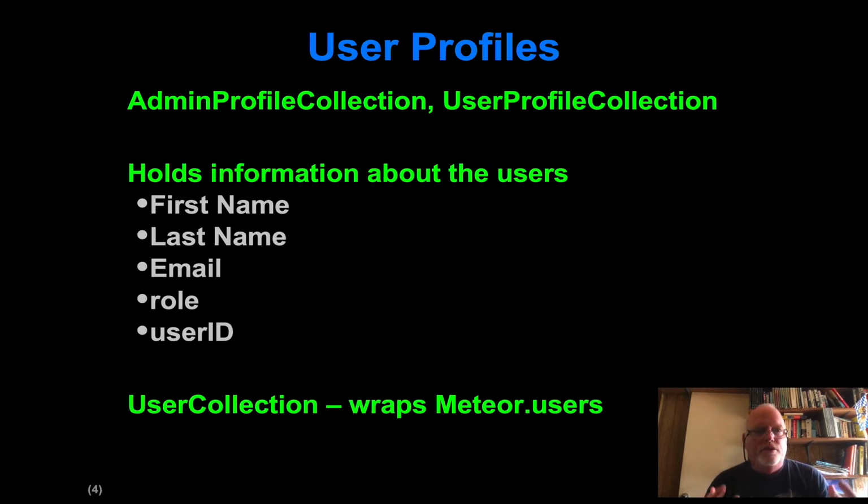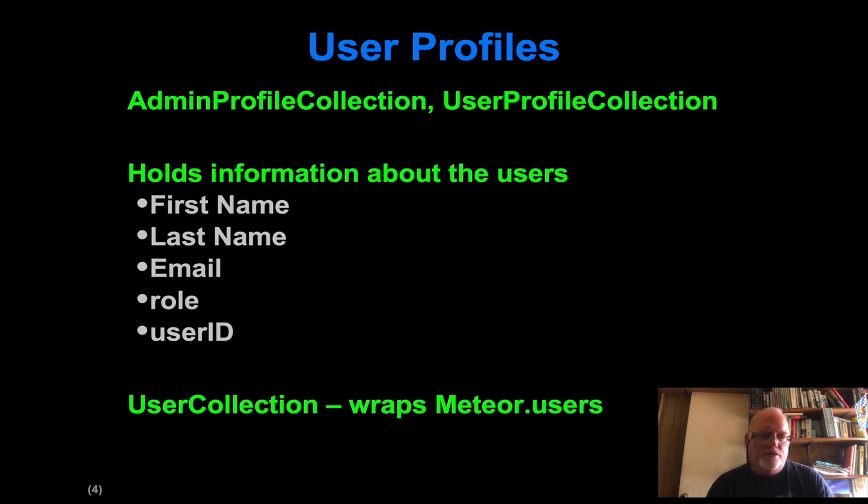I also added user profiles to the Meteor Application Template MATRP. This allows us to hang additional information about the users in the system, and we're not using the Meteor user collection. We've actually got two collections, an admin profile collection and a user profile collection. Right now, they're basically identical. They have a first name, last name, email, the role, and then the user ID is how we tie the profile back to the Meteor user. So we can say, oh, I have the Meteor user ID for the logged in user, I can find their profile quite easily.